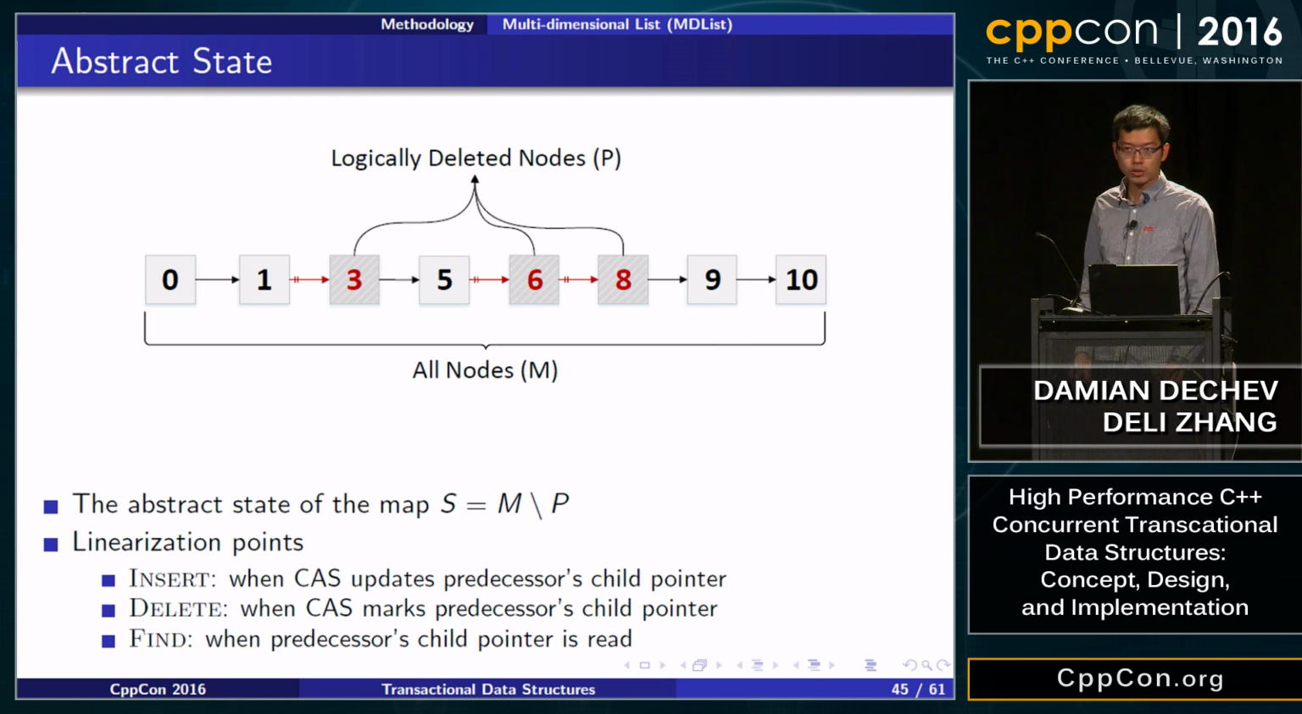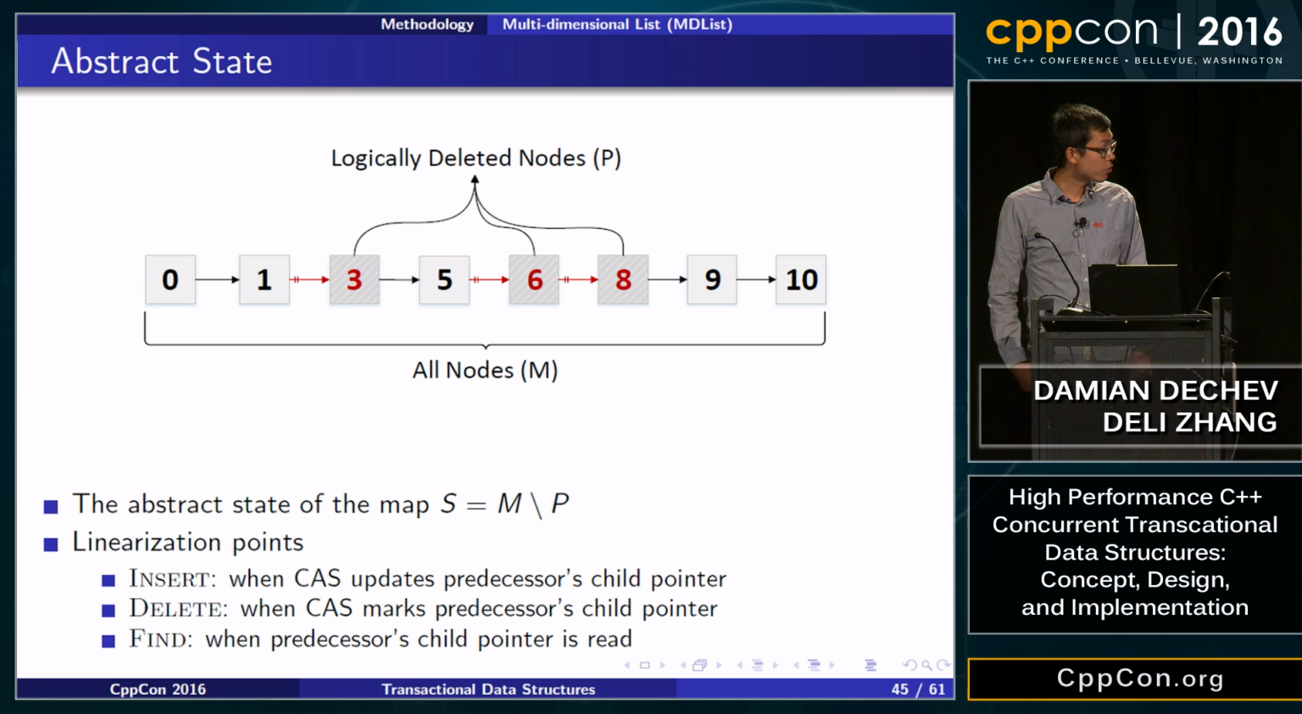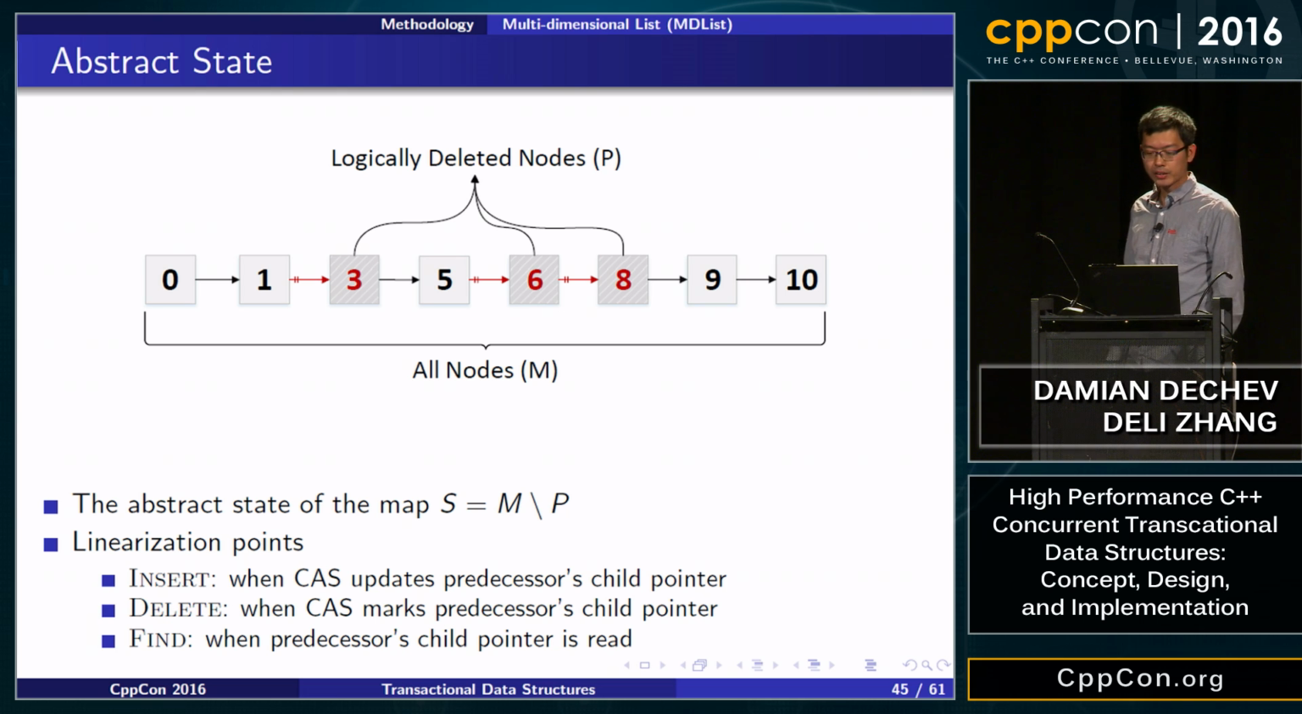So since we are using logical deletion, the abstract state of the map becomes two parts. We have a set of all nodes and a set of logically deleted nodes. The abstract state of the map becomes the set M minus set P. So the linearization point for the insert function is when the CAS updates the predecessor child pointer, and the linearization point for the delete function is when the CAS marks the predecessor child pointer, and the linearization point for the find operation is when the child pointer is read.